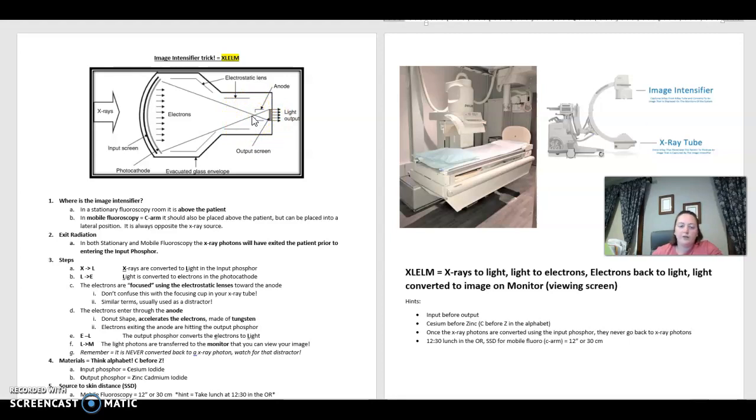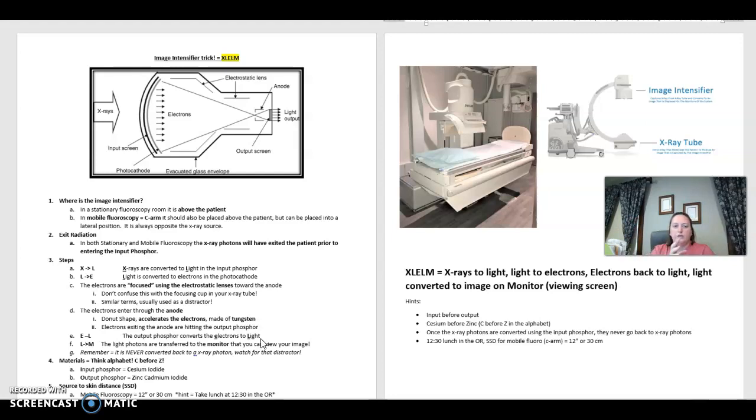What's the job of the anode? Really similar to that of the X-ray tube, right? It accelerates electrons. It's made of tungsten. It is going to take those electrons and pass them through the output phosphor. The output phosphor is going to convert your electrons to light. And then once it does that, it needs to send an image onto your monitor screen. So when your radiologists are fluoroing, they're looking at the monitor, or you're looking at the monitor screen on your C-arm. The light photons are then converted into something you can see on your monitor screen.